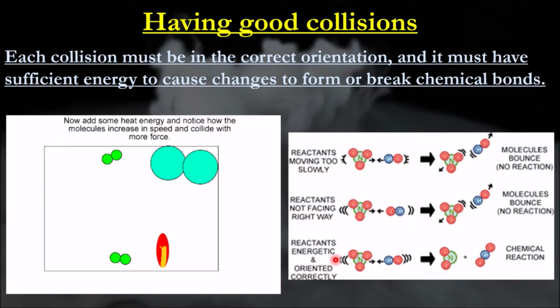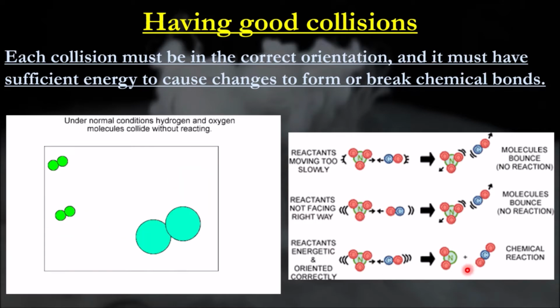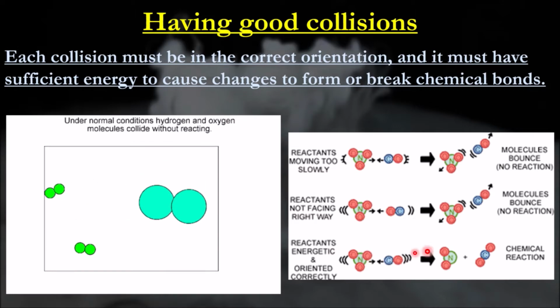However, if we have the desired energy and also the correct orientation like we see here, then they will collide and they will break themselves apart like so. So now we have the correct orientation when the oxygen and carbon are facing each other.